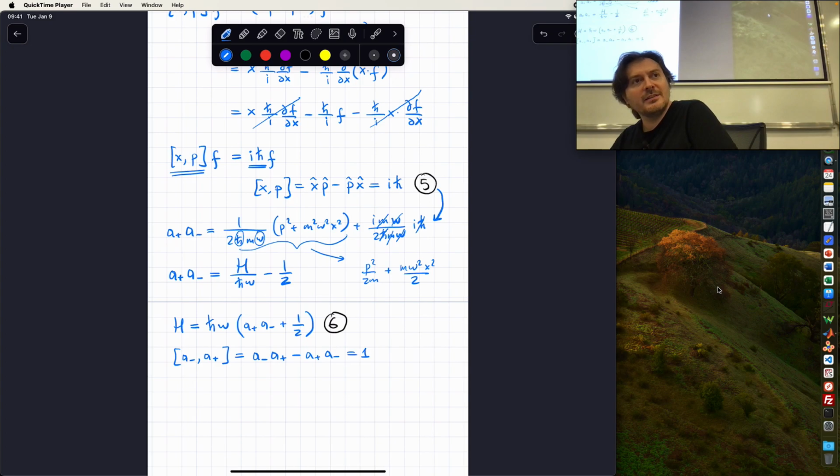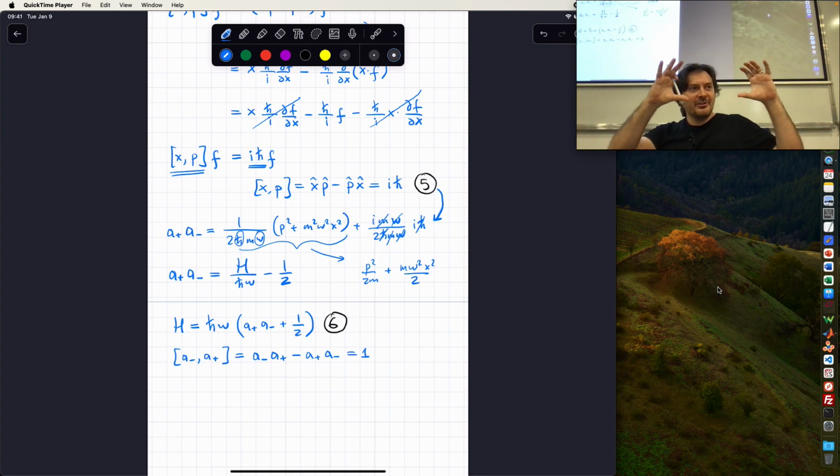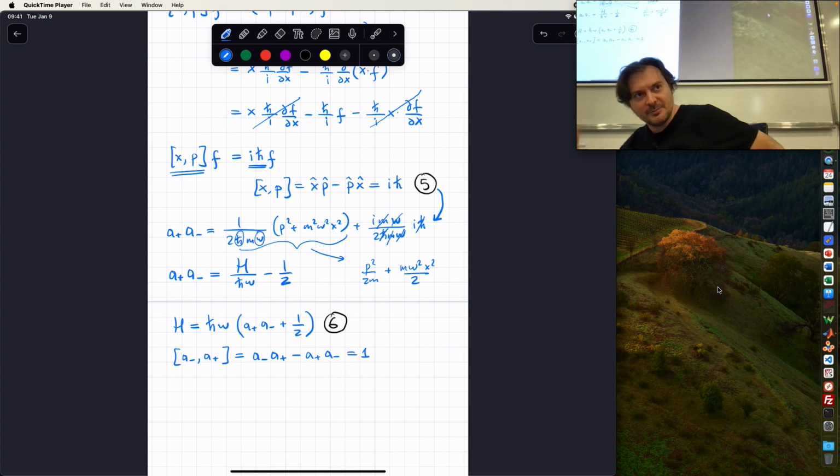Do we call this anti-commutation, or is it when it's negative 1? No, it's not a special name. Anti-commutation is the same with the quadratic. It's the name for the operation, not for what comes out.